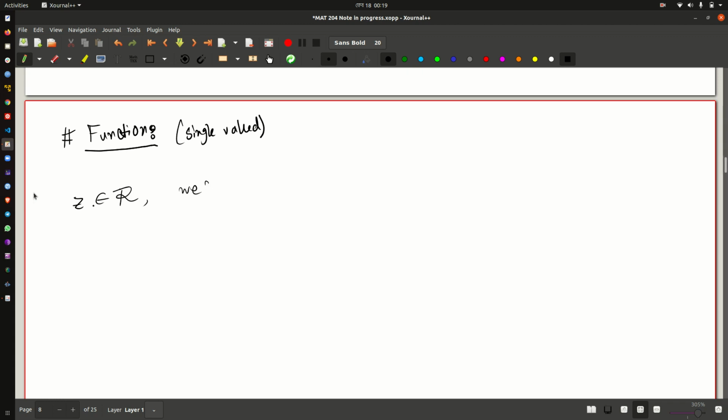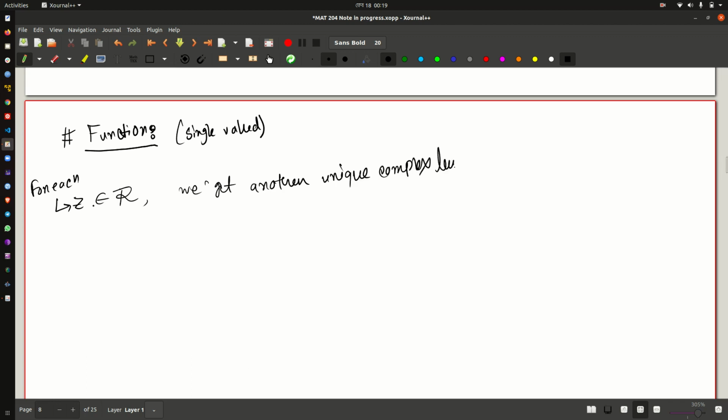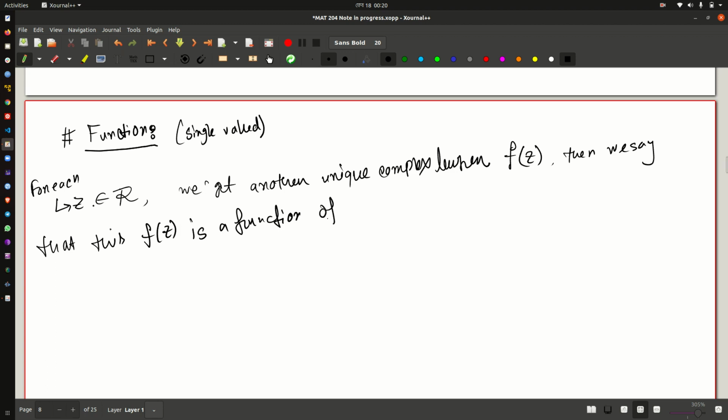For each z that belongs to R, the domain or open region, whatever you want to call it, we get another unique complex number w of z, or you can call it f of z, whatever you want to call it. Let's call it f of z so that everyone can understand. F of z. Then we say that this f of z is a function of complex variable z. So this is the definition of a function of a complex variable.